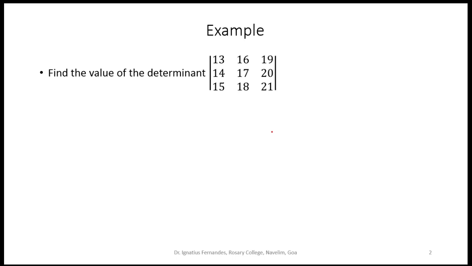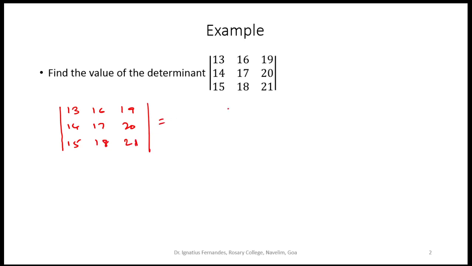Let's say I have this. Find the value of the determinant 13, 16, 19, 14, 17, 20, 15, 18, 21. So we very well know the procedure to compute the determinant. So I have 13, 16, 19, 14, 17, 20, 15, 18, 21.